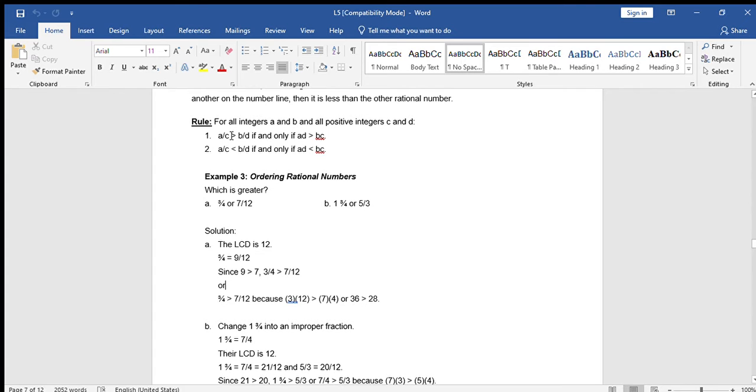Again, below it says A over C is greater than B over D. So our A over C, we put 3/4. B over D is 7/12. So our A is 3, our C is 4. Then B is 7. Our D is 12. Okay. That A divided by C is greater than B divided by D if and only if you multiply A and D, 3 and 12, is greater than you multiply 7 and 4. Let's try. 3 times 12 is greater than 4 times 7. 3 times 12 is 36. 7 times 4 is 28. So that means 36 is greater than 28. So it means that 3/4 is greater than B over D or 7/12.